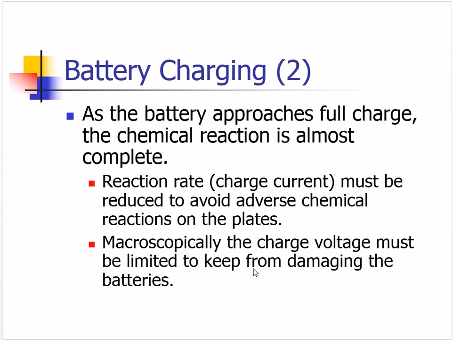When we get close to full charge, then the chemical reaction is almost completely done. And you have to reduce the rate because there's just not a lot of place left for this chemical reaction to occur, and you have to slow down the rate as you get to full charge or you'll damage the battery.